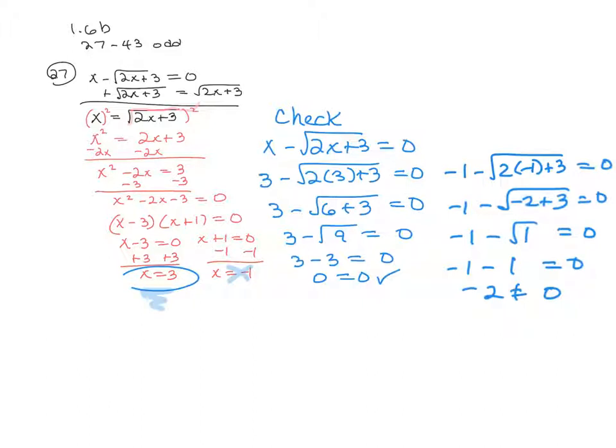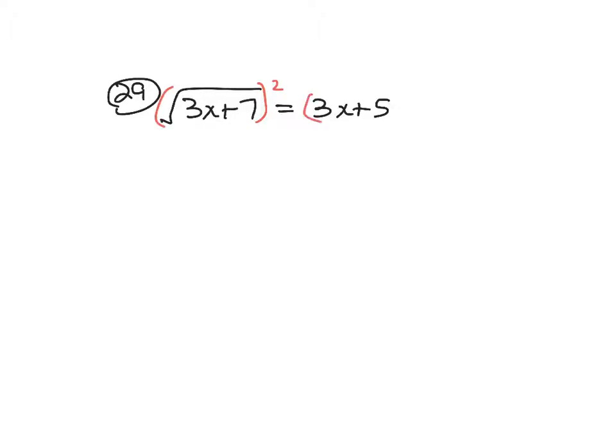The next question, number 29. It has the following: the square root of 3x plus 7 equals 3x plus 5. Again, your first step is to isolate the radical. It is already isolated on the left side, so I am going to square it to cancel it. So that will cancel the radical, and now I'm left with 3x plus 7. I need to FOIL the right side. Once I FOIL 3x plus 5 squared, I get 9x squared plus 30x plus 25.